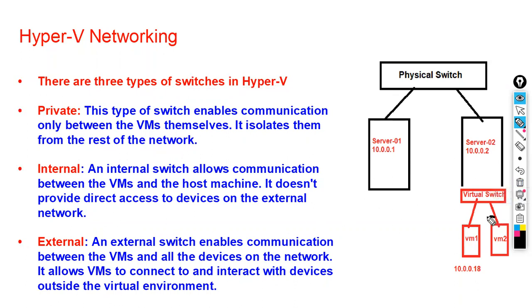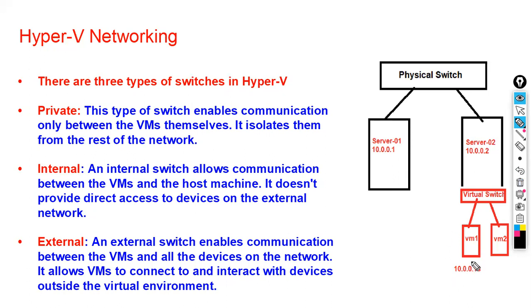If we connect these two virtual machines to a private switch, this private switch will allow these two virtual machines to communicate with each other. They will not communicate with the host server. They will not communicate with the other devices if you select the private switch. Let us say you have selected the internal switch. With an internal switch, these two virtual machines will communicate with each other and they will communicate with the host server as well, but they will not communicate with the other devices.